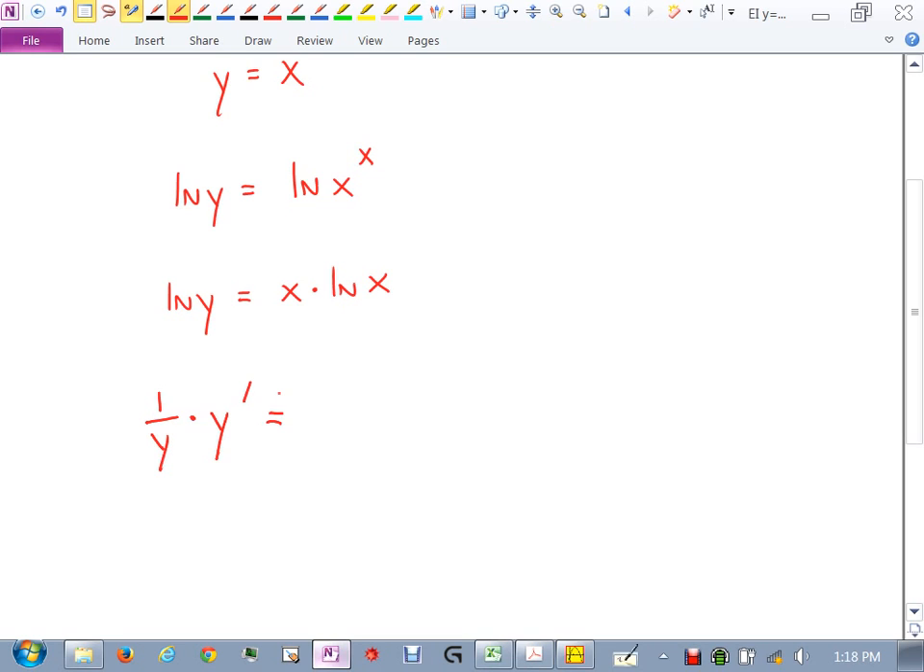Now the derivative of the right side. I should put my little squiggly so you know I'm differentiating. So derivative of x is 1 times natural log x, right? Plus, what's the derivative of natural log x? 1 over x. Now finish off the product rule times x, right? Everyone see the product rule here?